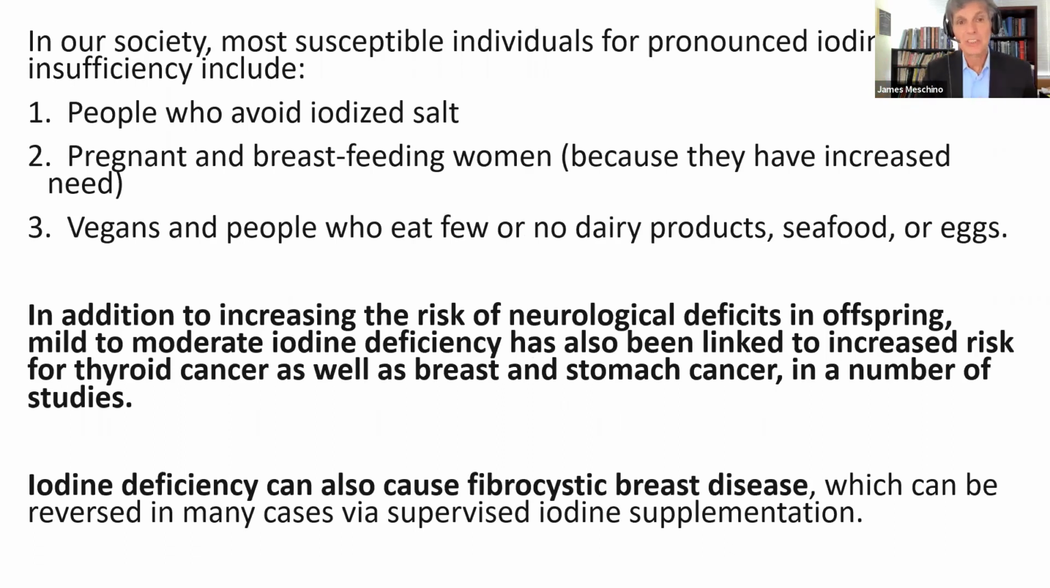In our society, the most susceptible individuals for pronounced iodine insufficiency include people who avoid iodized salt, pregnant and breastfeeding women because they have an increased need, and vegans and people who eat few or no dairy products, seafood, or eggs.